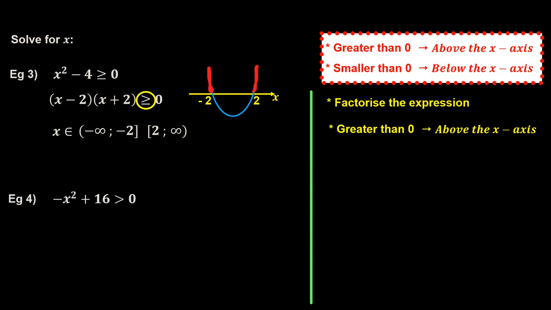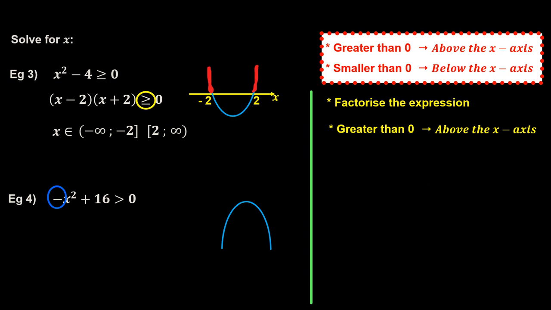So let's look at example 4, which says minus x squared plus 16 is greater than 0. Now, we've got a negative in front of the x squared. So what difference will that make? Well, it'll make an unhappy parabola. The problem is that's going to be very difficult to factorize. So we would rather factorize if we have a positive in front of the x squared.